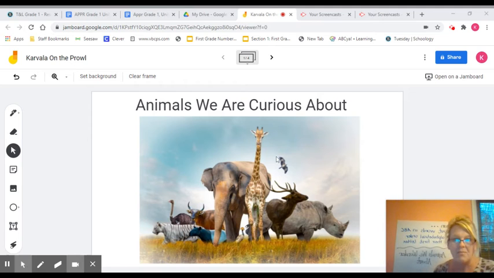So if you can look at the back of my screen, it says animals that we are curious about. I want you to take a second, and I'm sure after seeing lots of pictures yesterday, I want you to be thinking of an animal that you are curious about or you'd like to learn more about. So I'm going to give you a couple of seconds to do that.